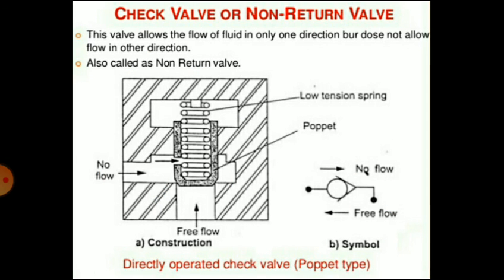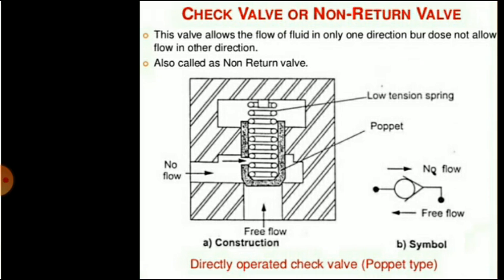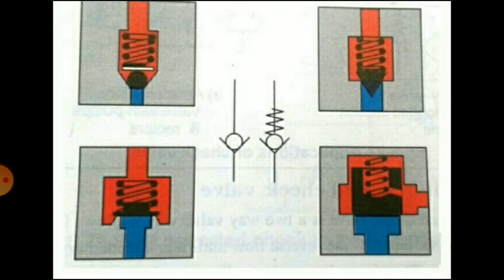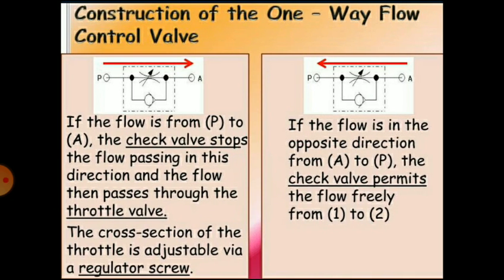Then check valve or non-return valve. This valve allows the flow of fluid in only one direction but does not allow the flow in the other direction. So it is also called the non-return valve, and it is represented by the symbol on the right hand side. So these are the types of check valve shown in the diagram.